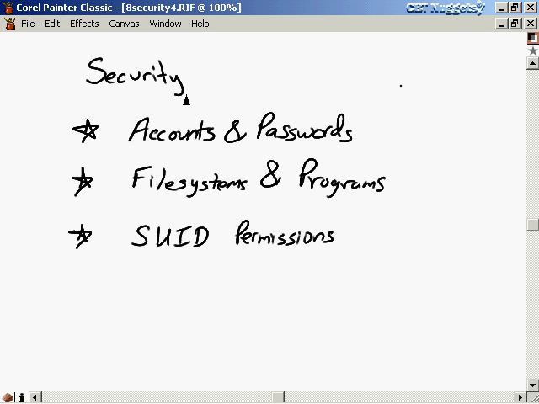Now let's move on and talk about security in our Linux system. First we're going to talk about the security of accounts and passwords, and then we're going to talk about the security of file systems and programs. And finally we'll talk about what's called set UID permissions. These are really important to understand, so we'll talk about those carefully at the end.